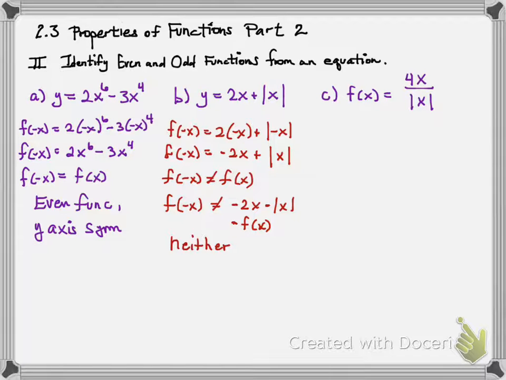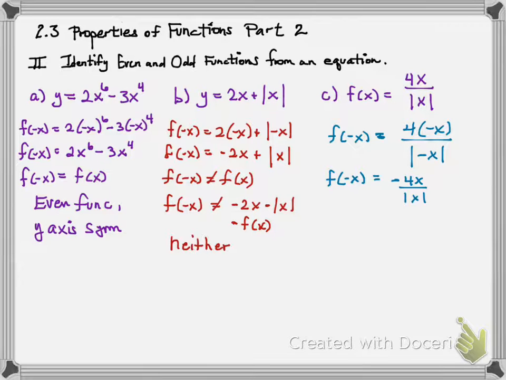All right, let's go on to part C. Last but not least, let's plug in our negative x here. And if we do that, we've got 4 times negative x over absolute value of negative x. This is an equal sign, by the way. So f of negative x equals, and then on the numerator I'm going to have negative 4x, and the denominator I'm going to have just the plain old absolute value of x, right? Because the absolute value of negative x is the absolute value of x.